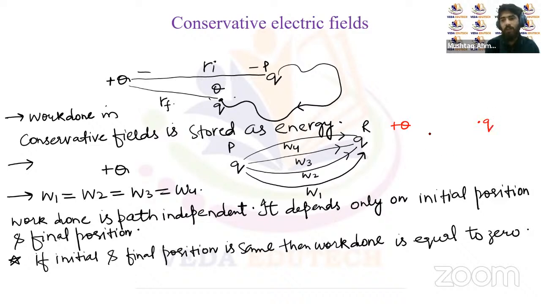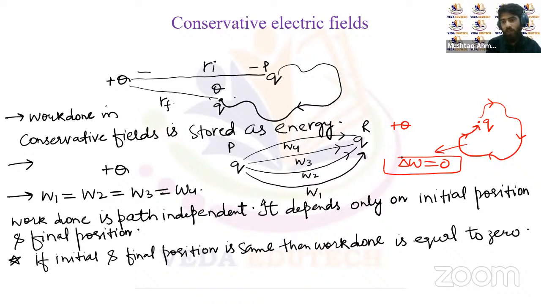What we are doing is that we just displace this charge like this and finally bring this charge to the same position, in a closed path, right? And bring this charge to the same initial position. Then the work done by this external force will be equal to 0. So work done in a closed path in case of conservative fields is equal to 0.